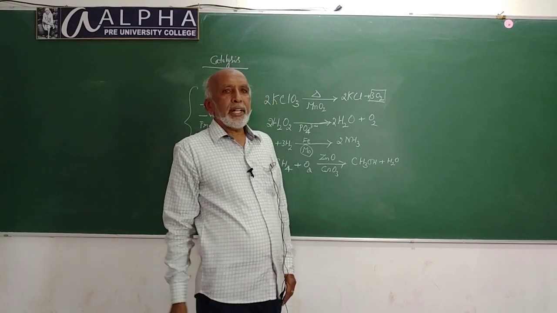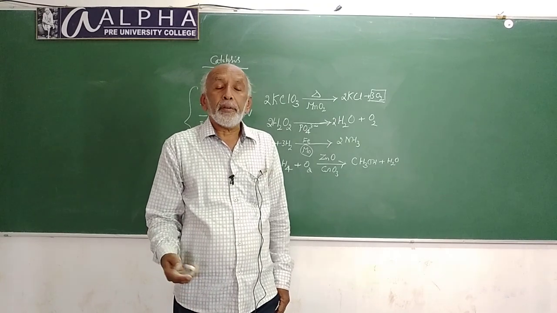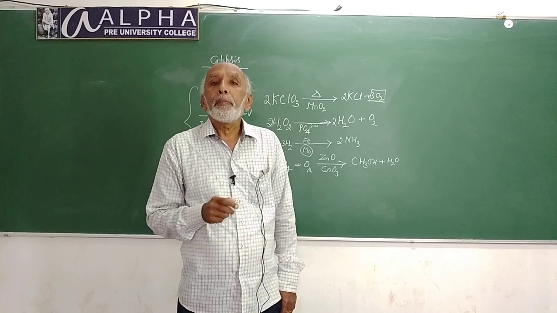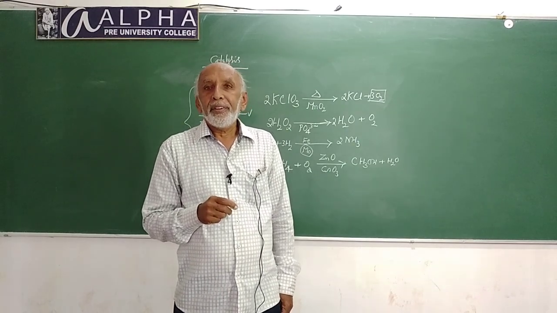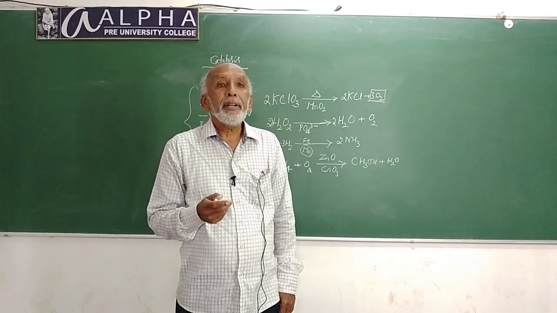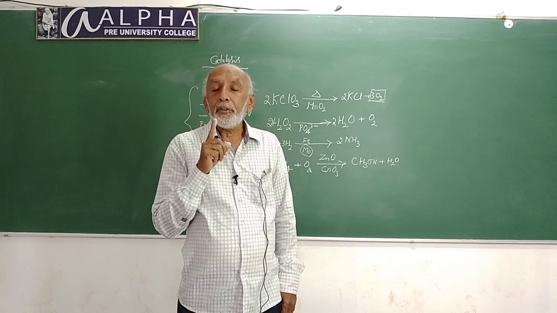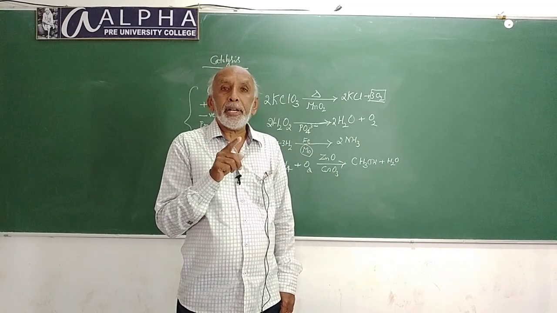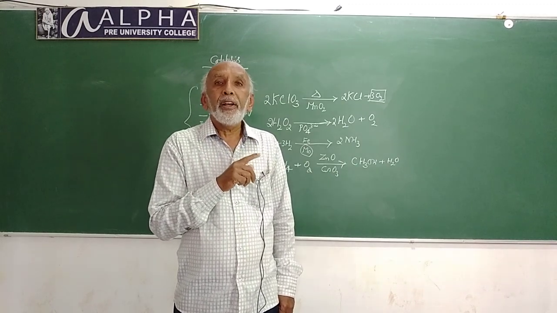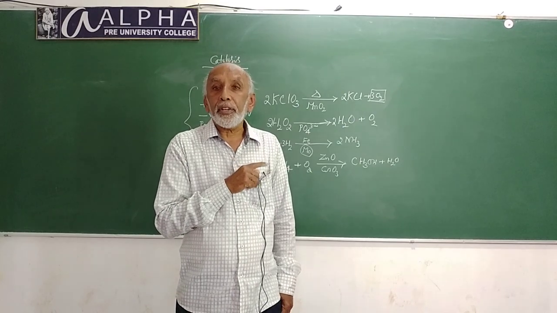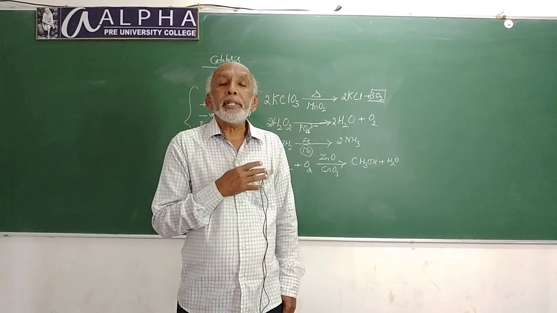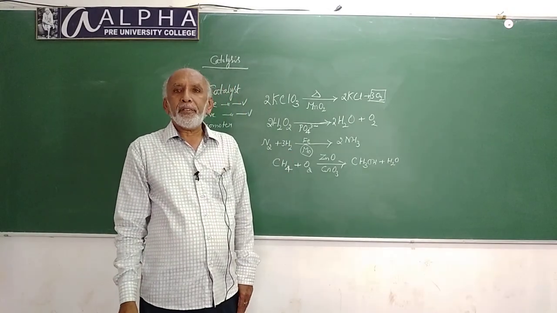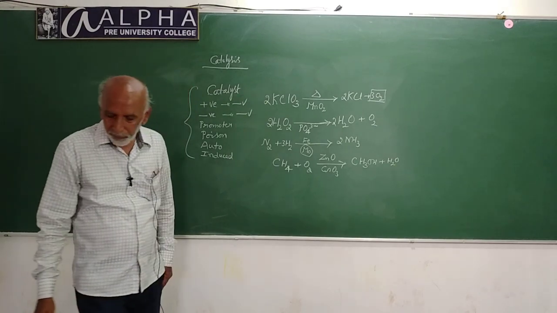Molybdenum acts as promoter for the catalyst iron in the synthesis of ammonia by Haber's method. If you write only molybdenum for an example of promoter, you don't get the marks. We are supposed to write molybdenum acts as catalytic promoter for the catalyst iron in the synthesis of ammonia by Haber's method. That is it.